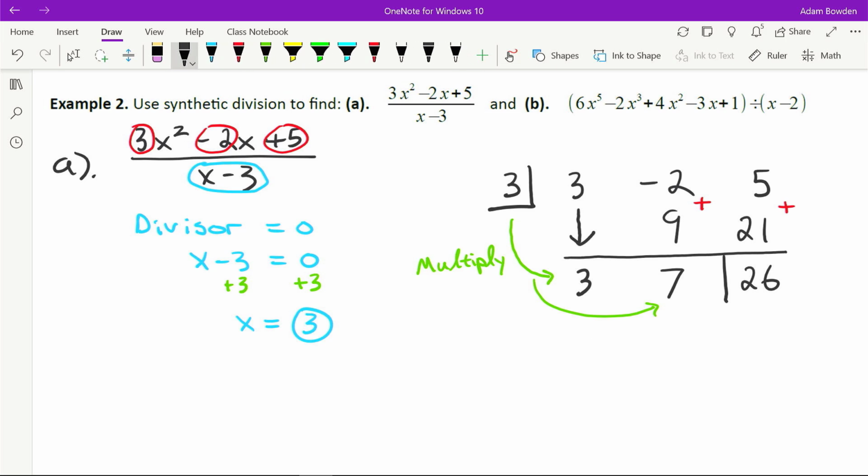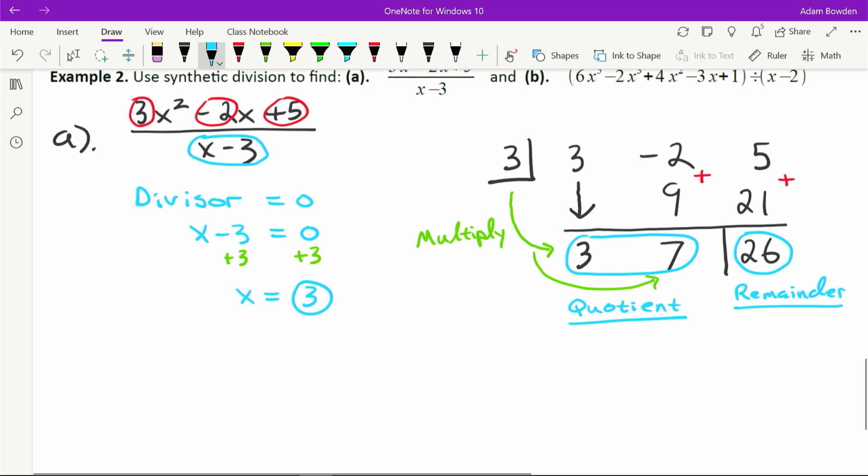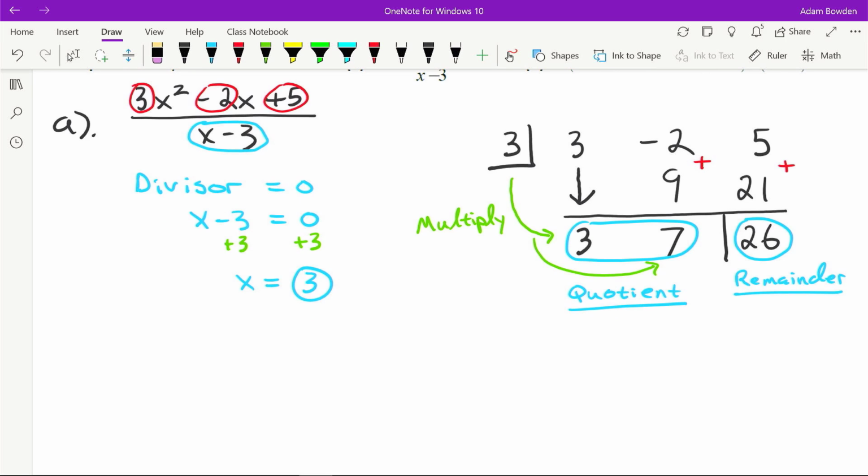What that tells me is that last number here, the 26, that's the remainder. The other numbers, 3 and 7, are telling me the quotient. So now we know what the numbers need to be for the quotient and the remainder. Here's how we write the quotient. 3x plus 7. Now you might wonder, how do I know it's 3x plus 7 here?